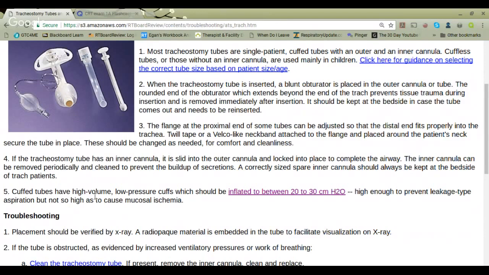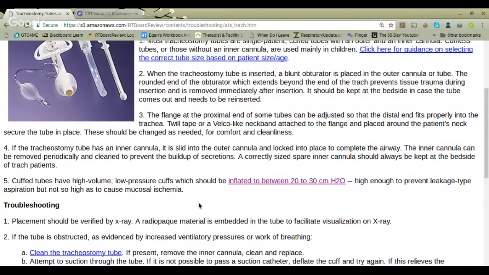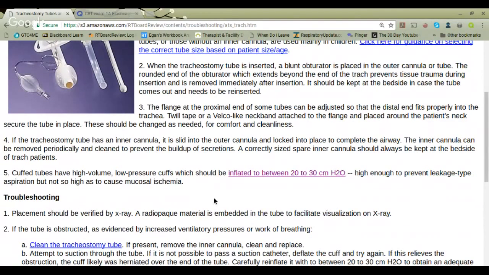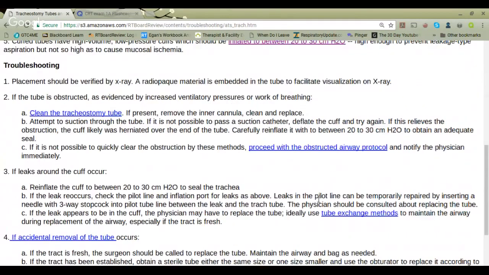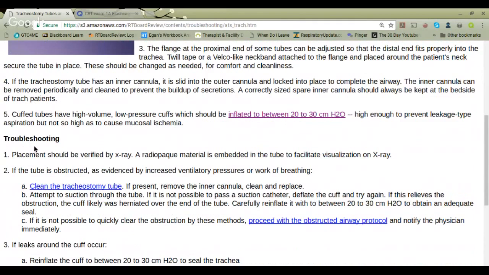Cuffed tubes have high volume, low pressure cuffs, which should be inflated to between 20 to 30 centimeters of water, high enough to prevent leakage type aspiration, but not so high as to cause mucosal ischemia. That's a good one for a flashcard too. Okay. Troubleshooting. Placement should be verified by X-ray. A radio-opaque material is embedded in the tube to facilitate visualization on X-ray.